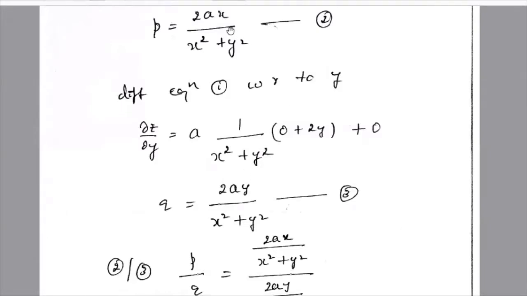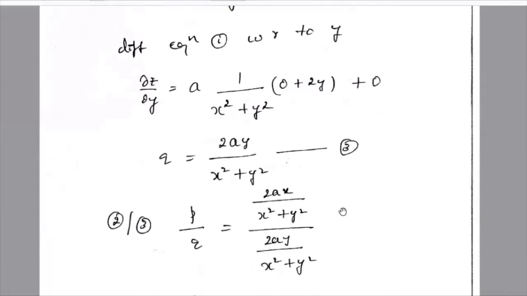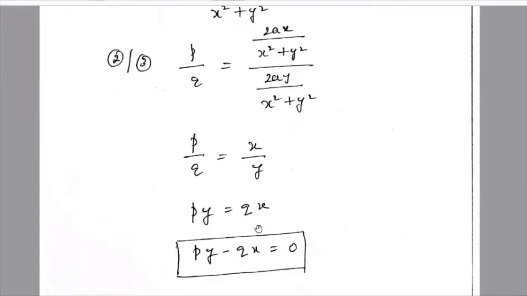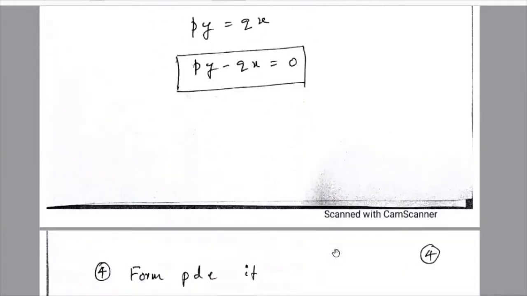So how to eliminate the constant between these two? We can divide equation 2 by 3. It is p by q is equals to 2ax by x square plus y square, and the other one 2ay by x square plus y square. Here 2a gets cancelled and x square plus y square also gets cancelled. So what we'll get, p by q is equals to x by y. Or you can cross multiply it: py is equals to qx, or py minus qx is equals to 0. So therefore, this is the partial differential equation corresponding to the given function. So we'll take another example.